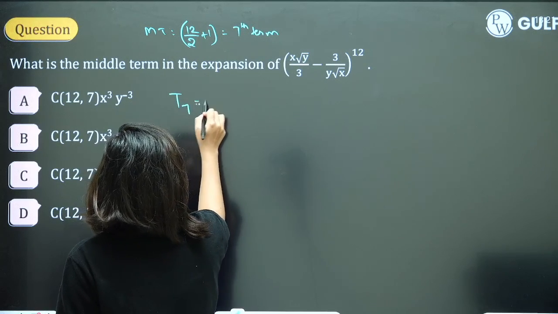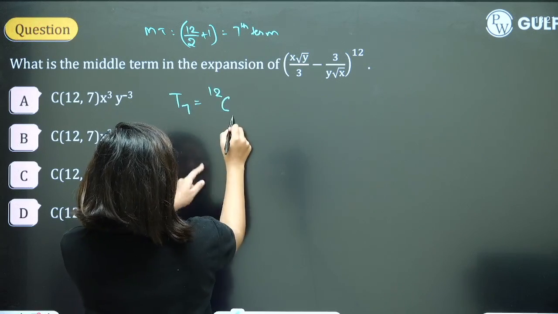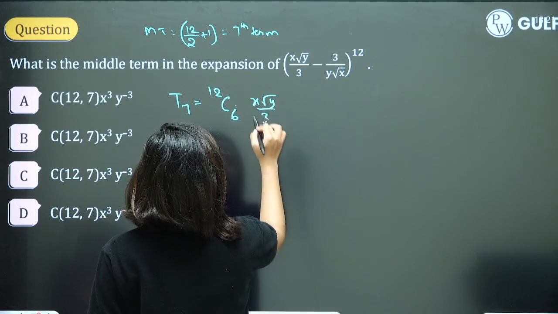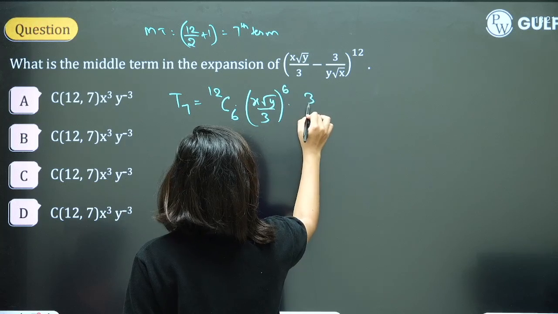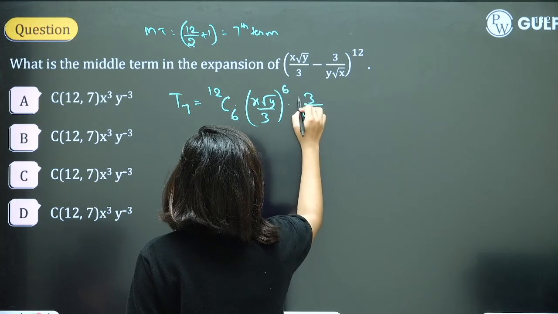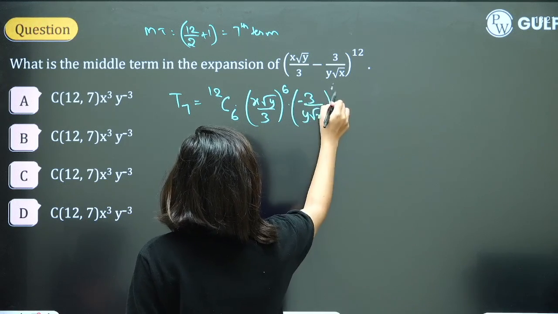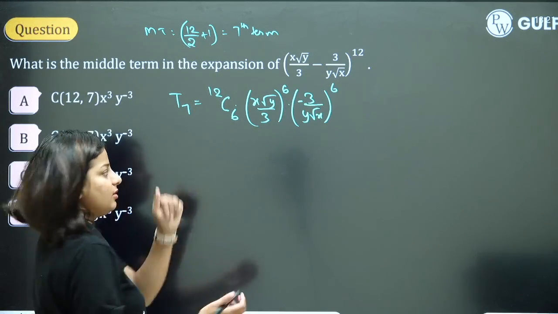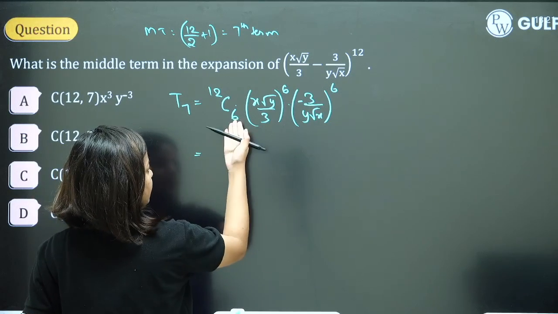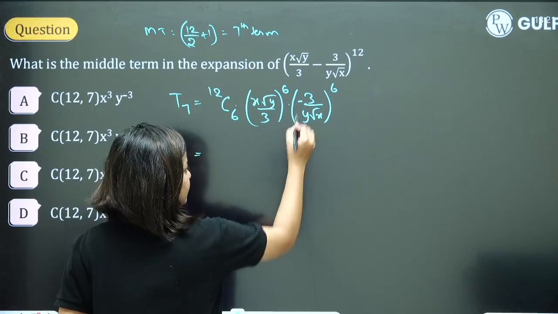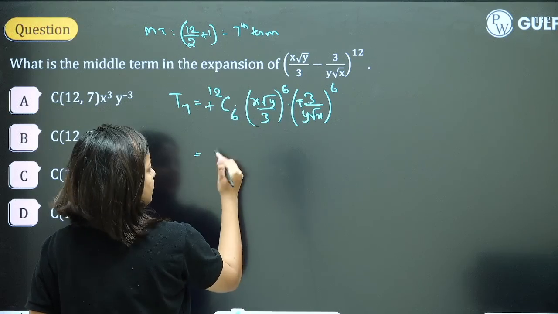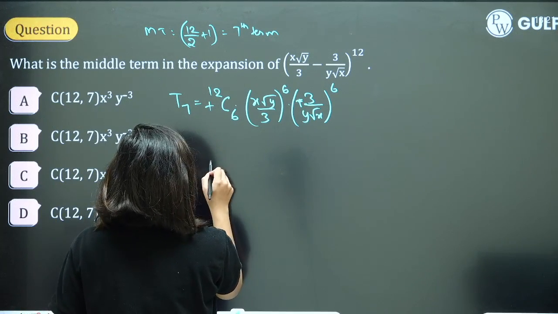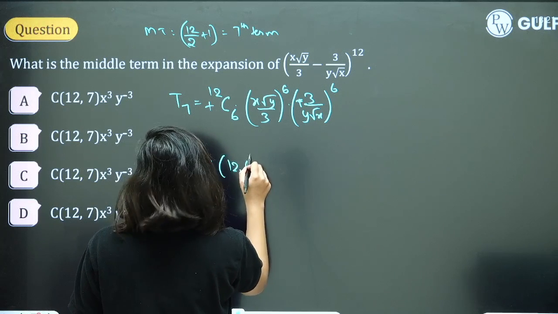So, for the 7th term, the formula will be 12C6, one less. First term raised to 12 minus 6, and second term raised to 6. I've already taken the minus sign into consideration, so no need of putting a plus minus here. Or if you can understand, this is even, so that will be plus. 12C6 is nothing but, if you look at the options, it is like this, C 12, 6.